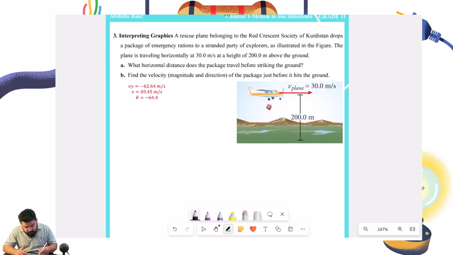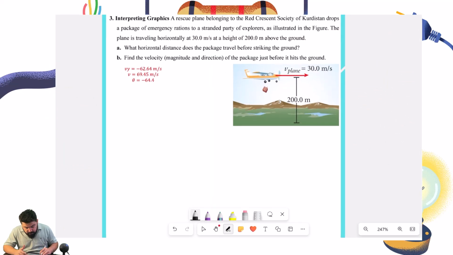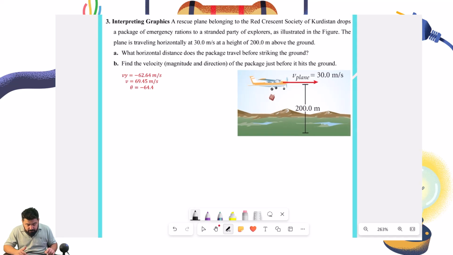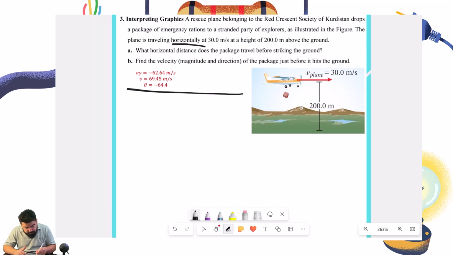A rescue plane belonging to the Red Crescent Society of Kurdistan drops a package of emergency rations to a stranded party of explorers, as illustrated in the figure. The plane is traveling horizontally at 30 meters per second. So I know that, be careful, this is horizontal velocity, so Vx initial is equal to 30 meters per second, at a height, so delta y is equal to negative 200 meters.